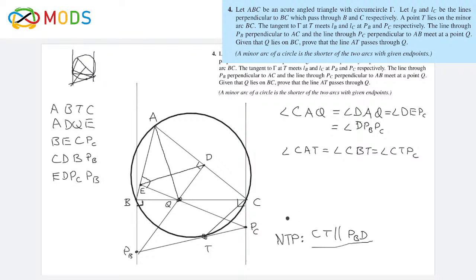If you let AT intersect BC at a point, you mean this point here? Yeah, you get two more cyclic quads. Where? Oh, right. Yeah. But the diagram gets very messy. Oh well. Are those cyclic quads useful? Who knows?